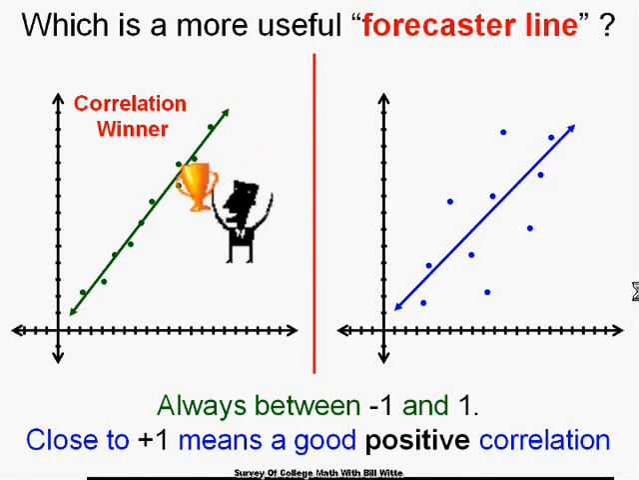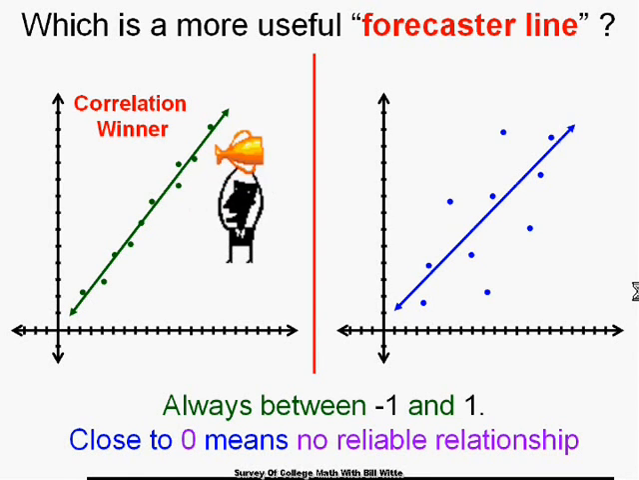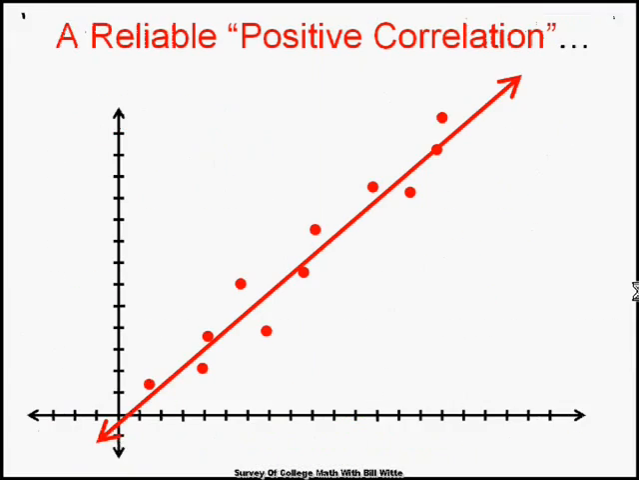Now, the number they give you for the correlation, the R, is always going to be between the numbers -1 and 1. If it's close to 1, that means it's a good positive correlation. That means as the x value gets bigger, the y value gets bigger, and it's a good predictor. If it's close to -1, that means it's a good predictor, but it's a negative predictor, meaning that as the x value gets bigger, the y value gets smaller. But that's okay, I can deal with that. It is predicting, it's just predicting inversely. If it's close to 0, then it's not a reliable relationship at all.